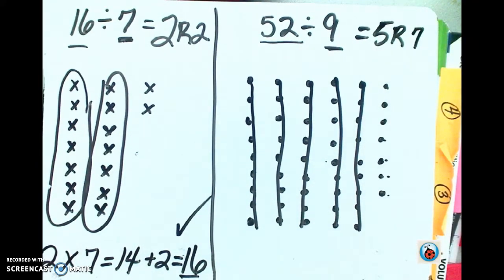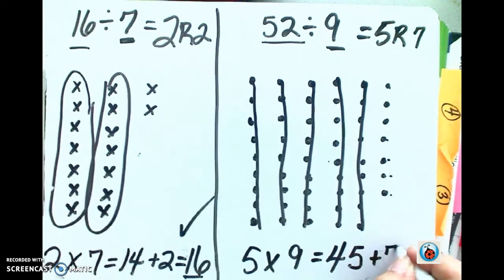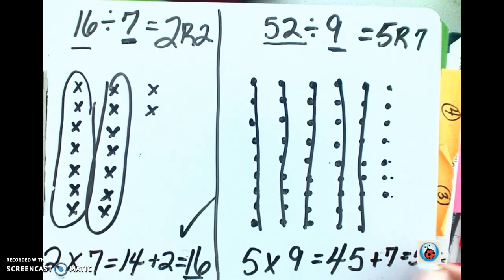Our next step is to check, and the inverse of division is? Multiplication. So I have 5 groups of 9, which we know is 45. And then what do I do with the 7? Show me with your arms. Do I multiply or add? 3, 2, 1. Awesome. Adding. We add the 7 back, and that gives us 52. So does this 52 match this 52? Yes, so we know we are correct. Very good.